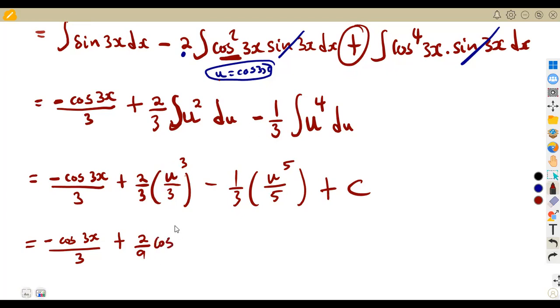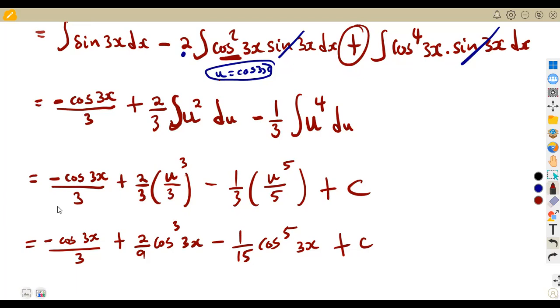So it's going to be cos to the exponent of 3x. Minus 1 over 3 times 1 over 5, we get minus 1 over 15. So that's minus 1 over 15. But u, remember, is representing what? Cos 3x. So it's going to be cos to the exponent of 5 of what? Of 3x. So that's it. We have integrated everything properly at this stage.